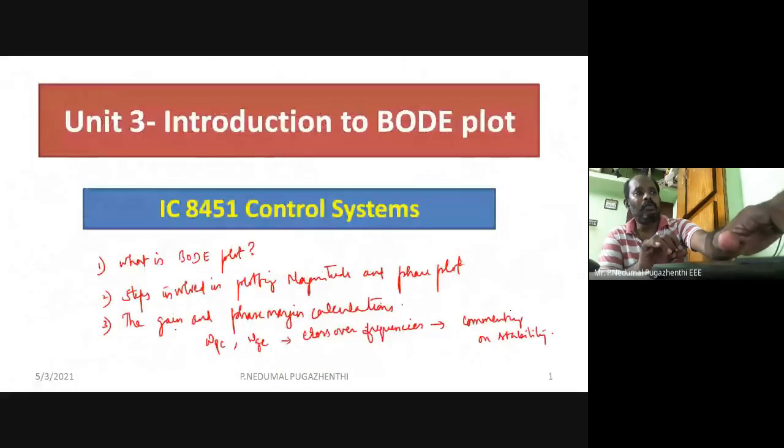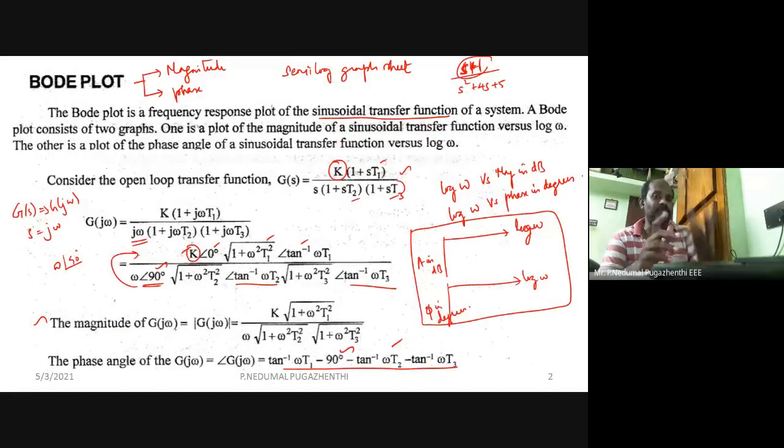So what is a Bode plot? Bode plot is again a frequency response analysis, a graphical method which is used to identify the frequency domain specifications. This plot has two different plots inside it, magnitude and phase plot. So what will you do? You try to vary your omega and try to get your magnitude and the corresponding change in the phase angle and plot it. Your magnitude plot is between logarithmic omega and the magnitude in decibels, and your phase plot is between logarithmic omega and the phase angle in degrees.